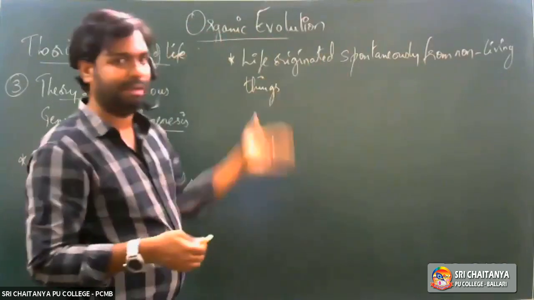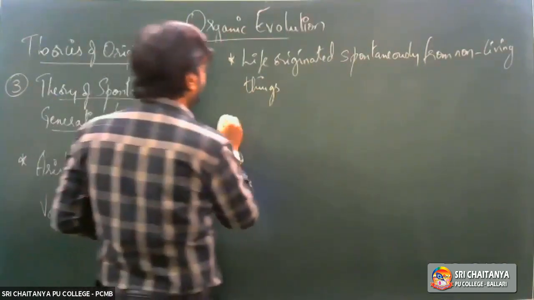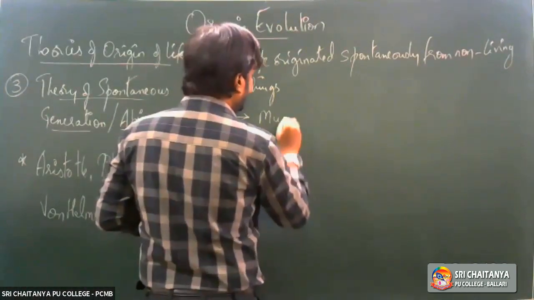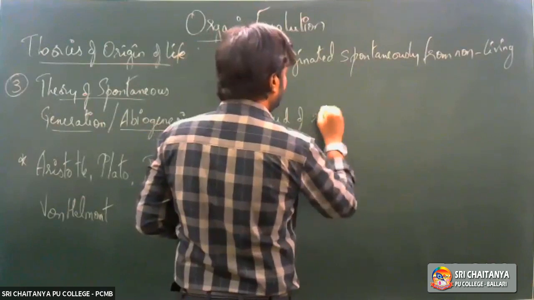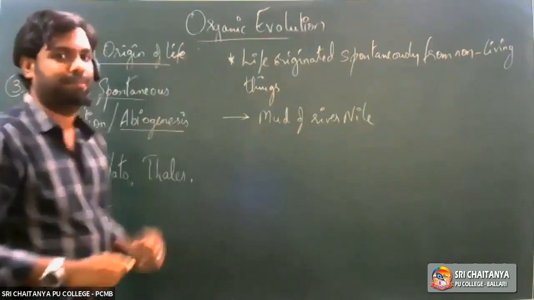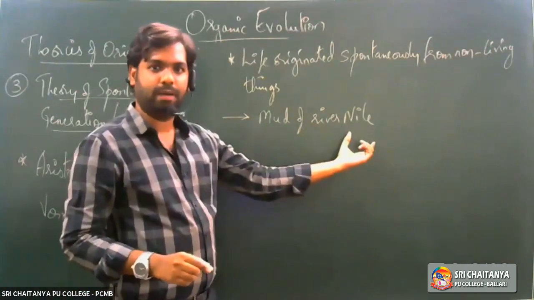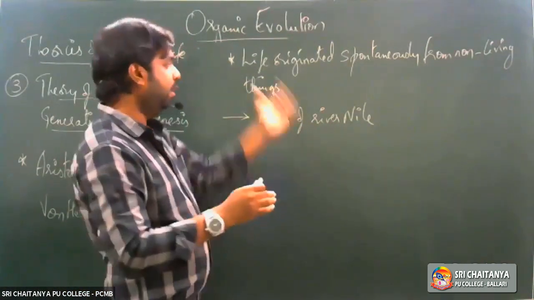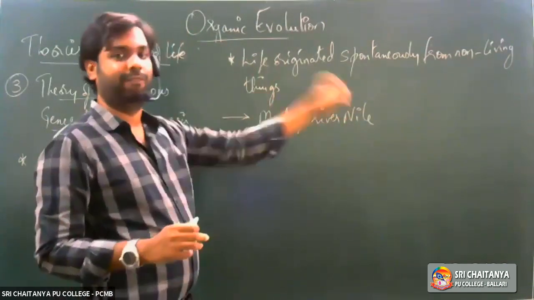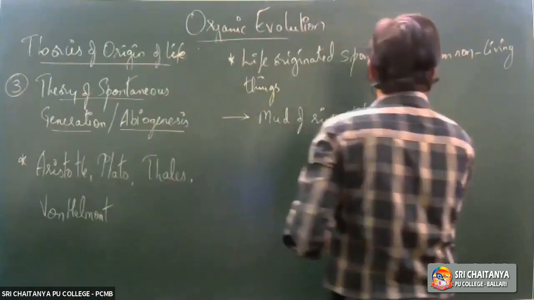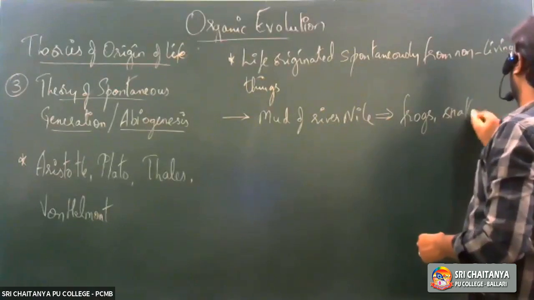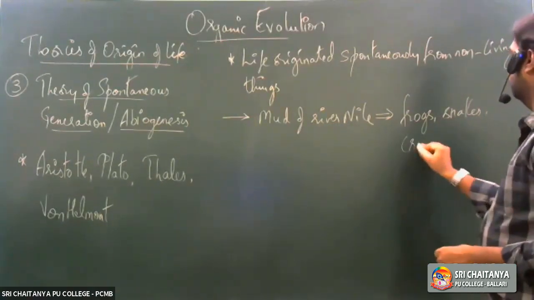So they came up with some examples. Let us see a few examples they give. From the mud of river Nile, a few organisms came. The Nile is one of the biggest rivers we have. From the mud present in river Nile, organisms such as frogs, snakes, as well as crocodiles evolved.